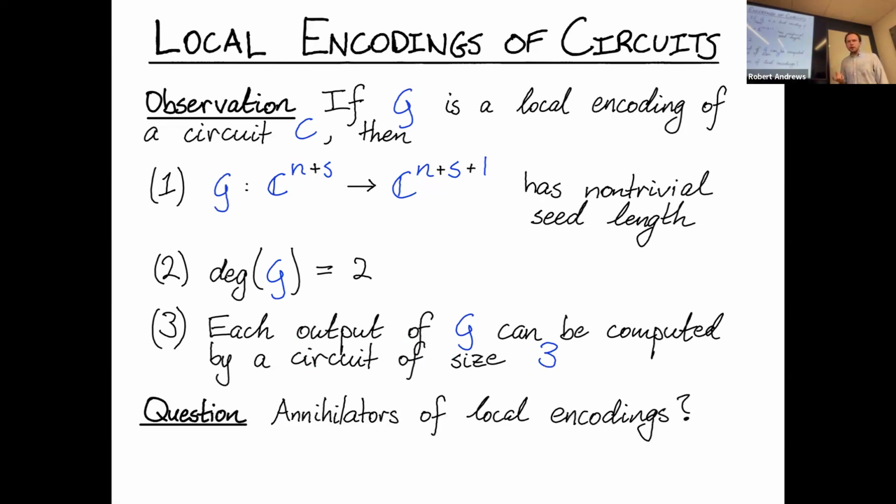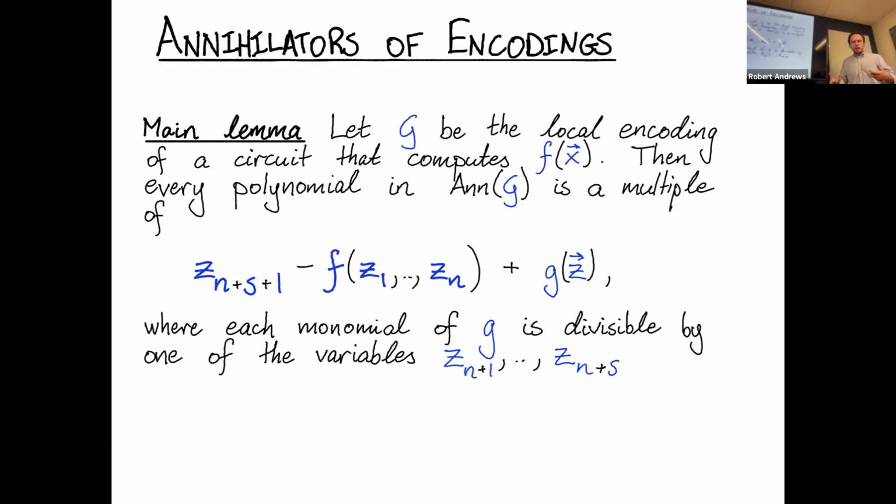Okay, so now we have this candidate generator. Can we understand its annihilators? We worked through this example of a size 3 circuit, and we understood that the annihilator looks like you're simulating the circuit gate by gate. That's true in general. There was nothing special about that example other than the fact that I could write it on the slide. So here's the main lemma that you can prove.